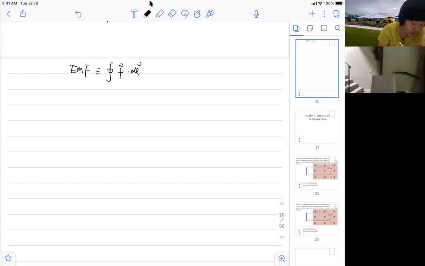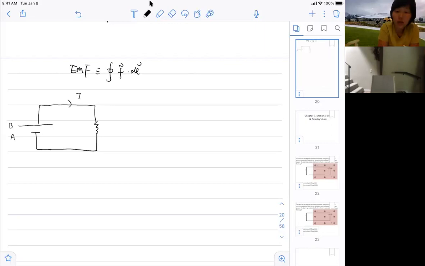If we look at a particular circuit that looks like this, from point A to B, with a resistor in there and a current running through the circuit, we can derive the EMF for such a circuit. We can see that within the battery, we can do this line integral for two parts. One is inside the battery, one is outside of the battery.